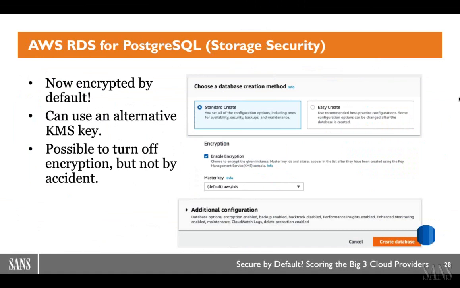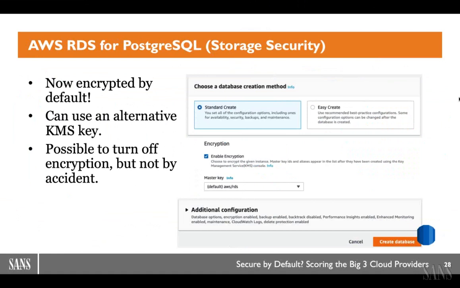Let's begin with AWS's offering, RDS, which stands for the Relational Database Service. When I first researched this topic, I would have said that AWS was the clear loser, but I have to give them credit for improving their defaults here. Previously, by default, your underlying instance wasn't encrypted. Now, regardless of whether you use their standard create or their new easy create wizard, the volume will be encrypted with the default RDS KMS key, which is managed by AWS.